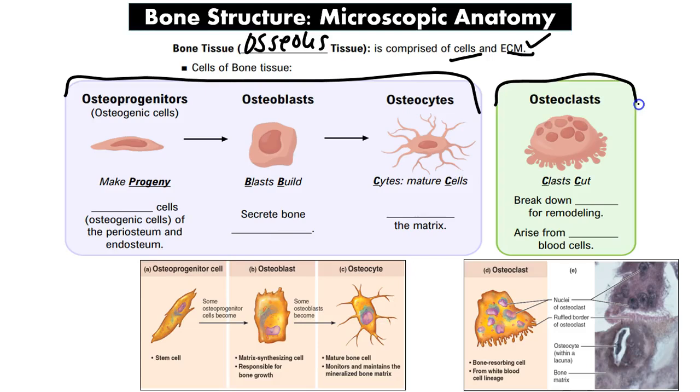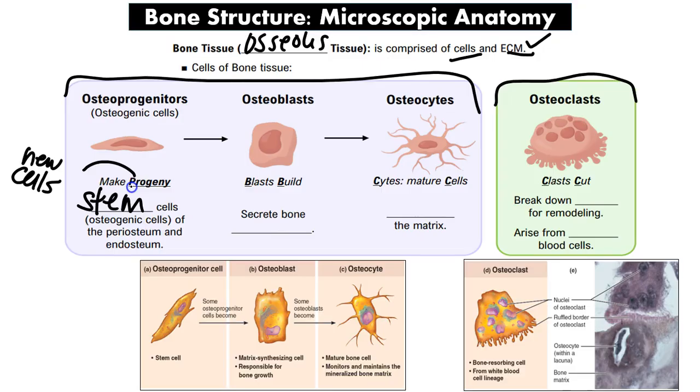So this is going to help reiterate the mistake I had made earlier on, just to make sure we are getting everything on point. Now, osteoprogenitor cells are going to make progeny, and so that means it's going to make new cells. Okay? And what type of new cells? Stem cells. And so remember, these osteogenic cells are a part of the endosteum and periosteum and those particular coverings.